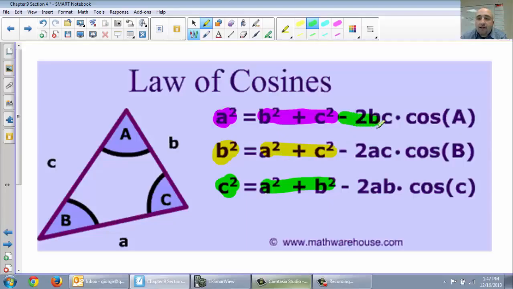And then they're all the same, minus 2bc, minus 2ac, minus 2ab. Whatever these two letters are right at the equal sign, those are the two letters that are multiplied by 2. And they're all cosine, cosine, cosine. And then whatever letter is on the left, if you notice, this one says a squared, so what letter is on the right? Capital A. This one says b squared, so what's on the right? Capital B. This one says c squared, so what's on the right? Capital C. So those formulas are all the same. As long as you know one, you know the other two.